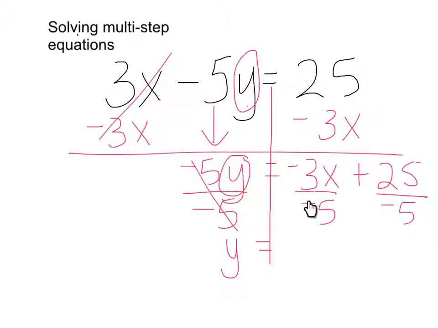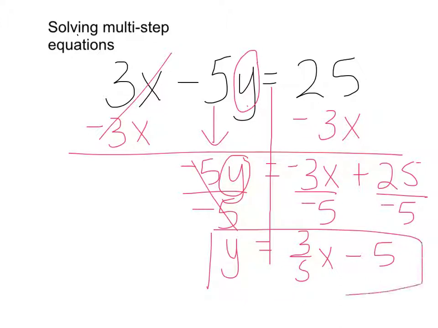Two negatives make a positive 3/5 x. And then 25 divided by negative 5 is a negative 5. So I write minus 5. And now that is solved for y. Now I can put it into my calculator. I can do all kinds of things from there.